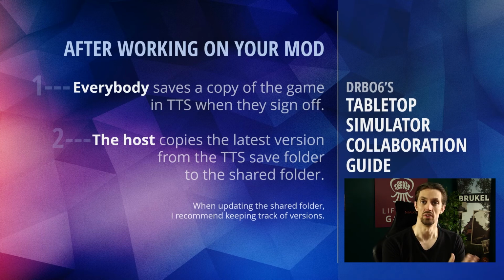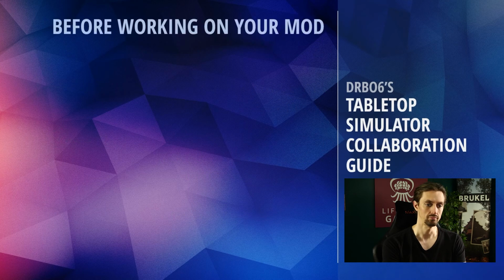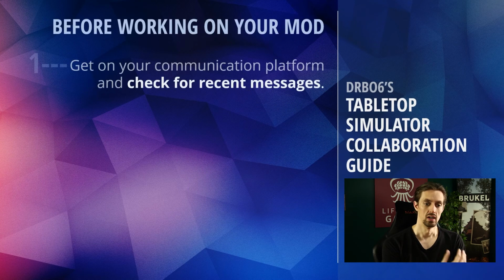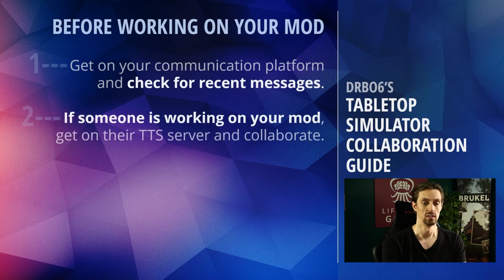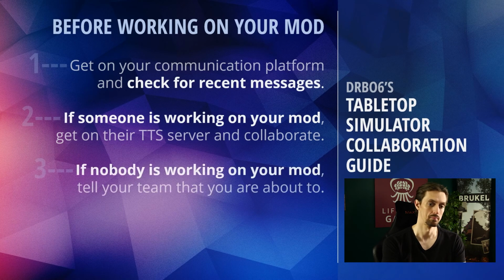So then before you start working again on the mod, there's a couple of steps that you want to follow. First off, I want you to go on a communication platform and just check the recent messages, see if there's anything relevant there. In particular, you want to see if somebody is currently working on the mod. If they are, contact them and ask them, hey, I want to work on the mod as well. Can you let me in the room? Can you let me on the Tabletop Simulator server so that we can collaborate?